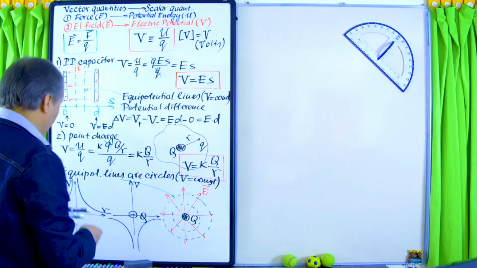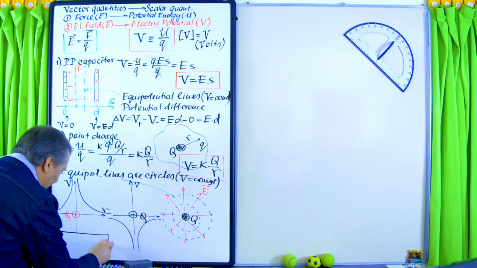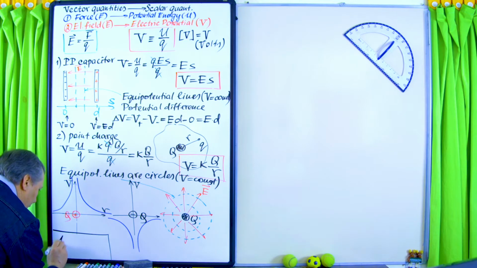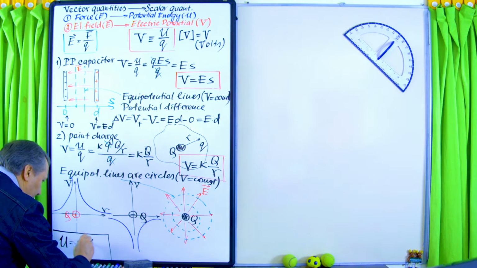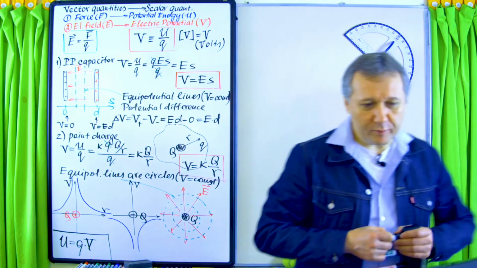Let me write it underneath over here. Let me separate it something like this. U equals Q times V. We will use it quite often.